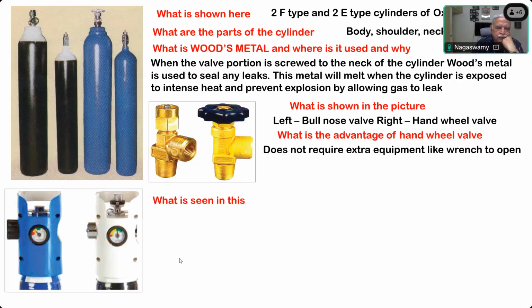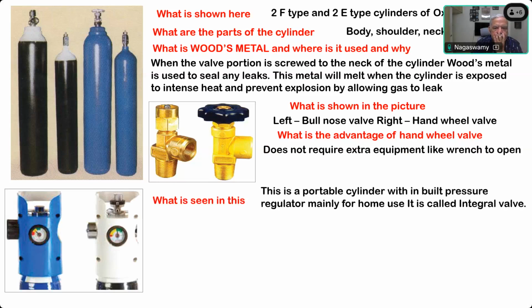What is seen in this picture? A cylinder with a pressure gauge fitted. This is a portable cylinder with a built-in pressure regulator, mainly for home use, called an integral valve.